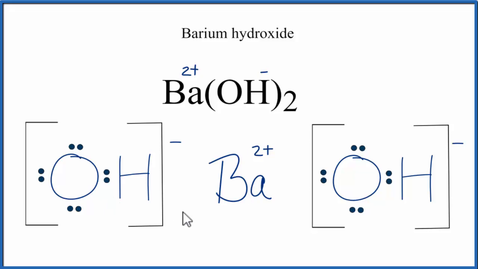Do note that what we've drawn is called a formula unit. Barium hydroxide is normally a crystal, and it's made up of a bunch of formula units in a repeating pattern. It's called a crystal.